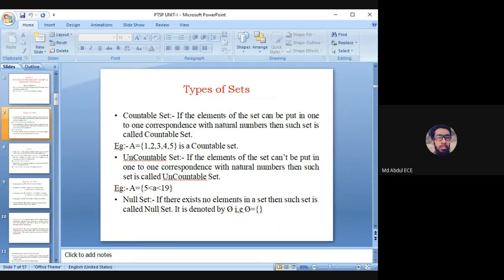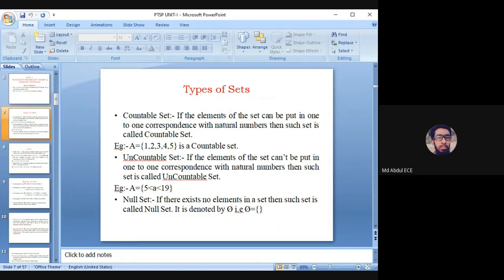It is very simple, and it is very clear. So the definition of countable set resembles the name countable. If the elements of the set can be put in one-to-one correspondence with the natural numbers, then such a set we call a countable set. I have given you an example: capital A is equal to 1, 2, 3, 4, 5. I can count these numbers, so we call it a countable set.